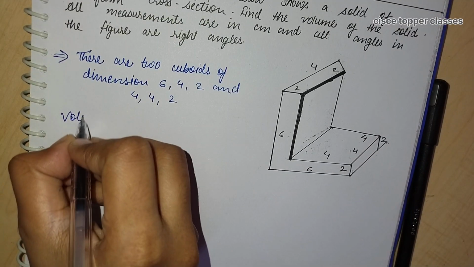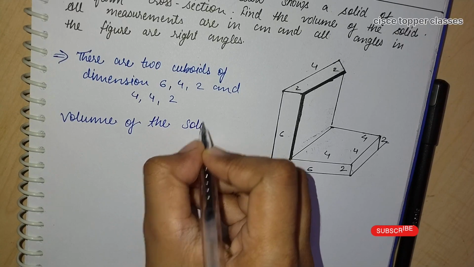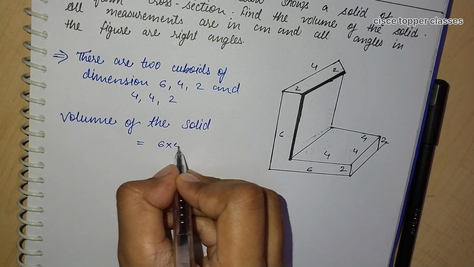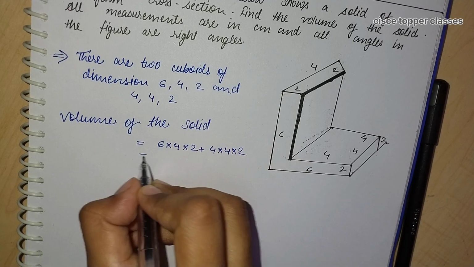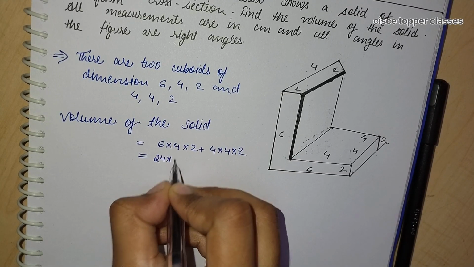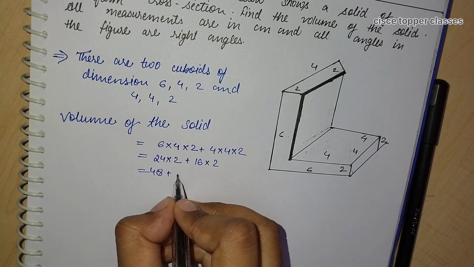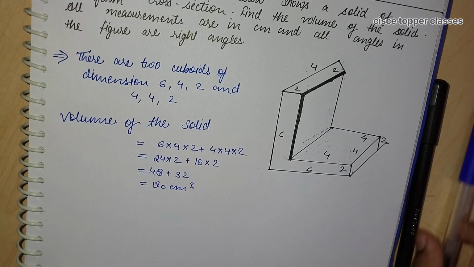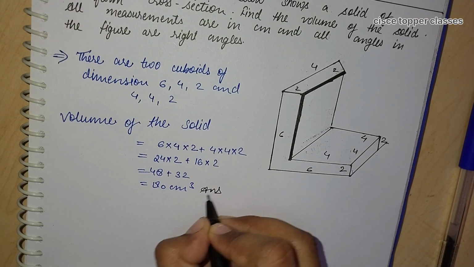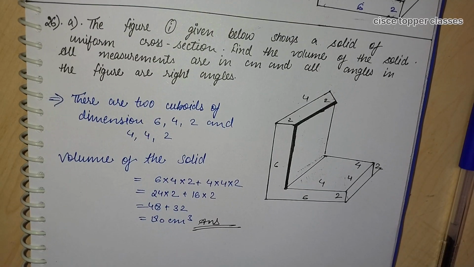Now if you want to find the volume of the solid here, so we can write it as 6 into 4 into 2 plus 4 into 4 into 2. So this will be 24 into 2 plus 16 into 2. So 48 plus 32. So this will be 80 centimeter cubic is the answer here in this question. Means the volume of this solid part is 80 centimeter cubic. So this is the solution of 26 first part.